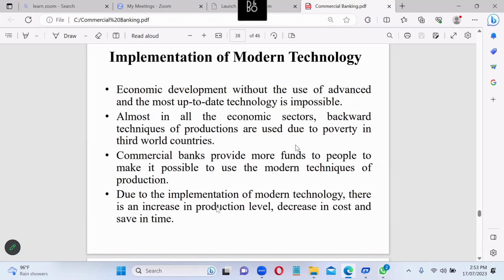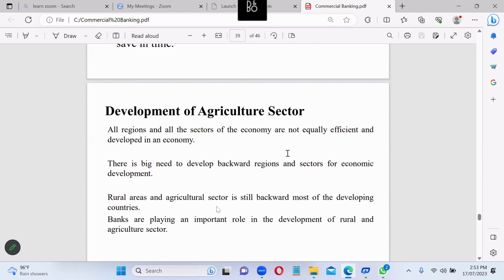They provide loans to introduce modern techniques in firms or entities. Through modern technology, they increase the production level and decrease the cost. When a manual person produces the product, the cost is high. Once manual production changes to industrial production or modern technology production, the cost of production is reduced and time is saved also. So implementation of modern technology is another function provided by the commercial bank.